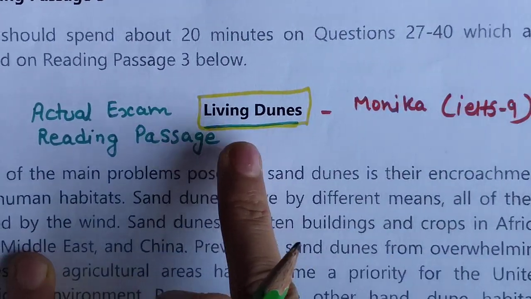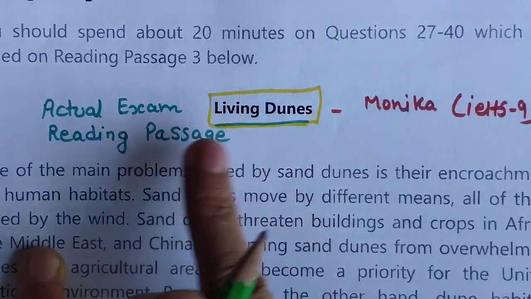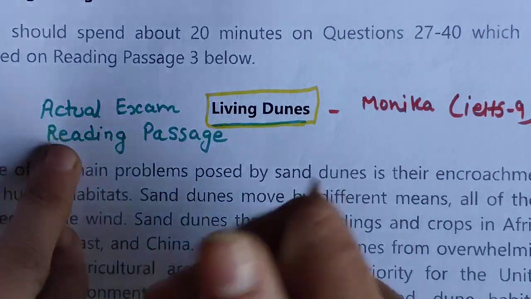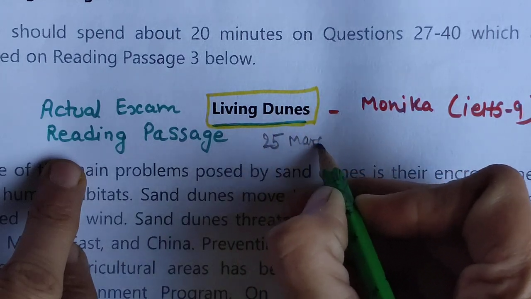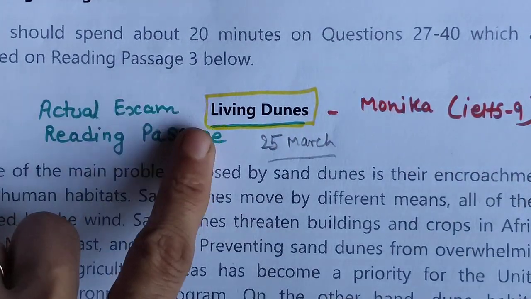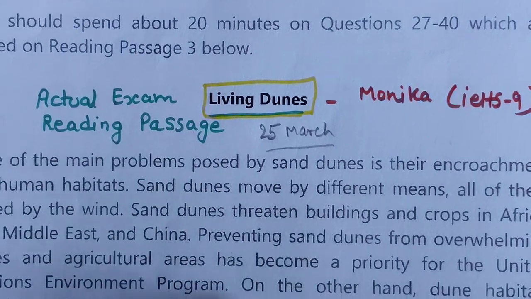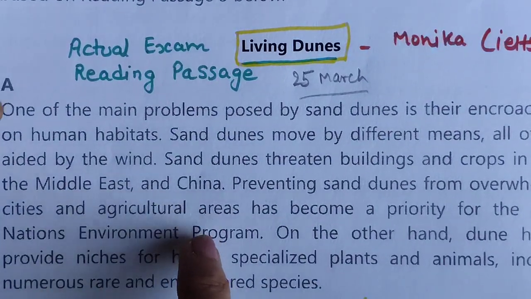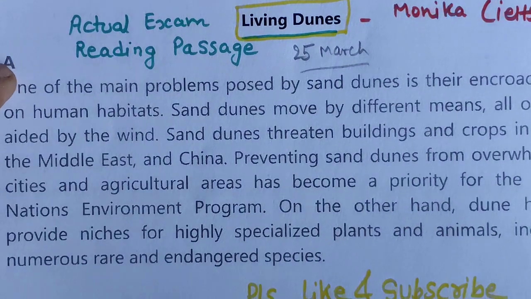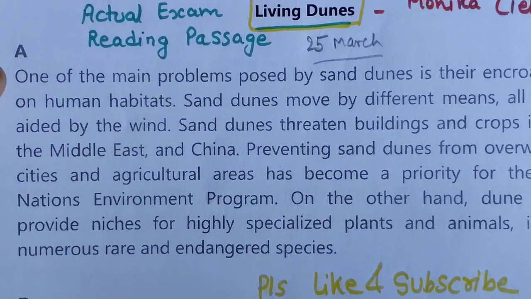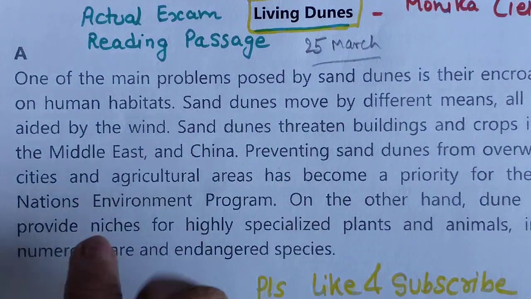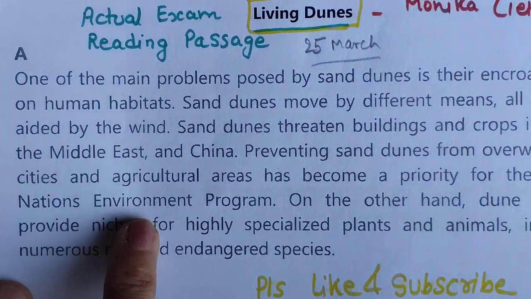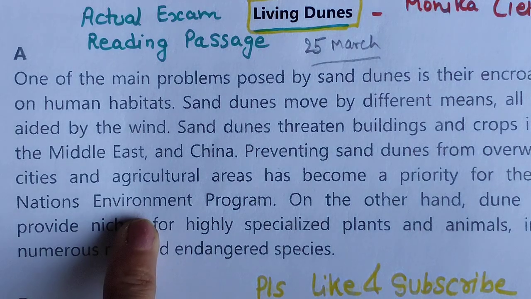Okay, so this is a listening test from the actual exams that happened on 25th March. That day this reading was also there. So you can see this reading has been divided into small paragraphs, but with lettered ones. Okay, don't read anything now. First we will look at the types of questions we have.